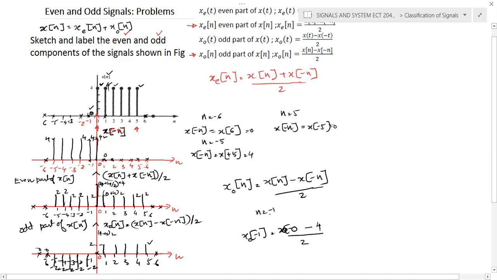So when n is equal to 5, here amplitude is 2, here amplitude is 2. So 2 plus 2 will get 4. So it's correct. Now same thing for the positive side. Now we can verify n is equal to 0. For odd component it's 0, for even component it's 4. So 0 plus 4, 4. So we are getting 4 at n is equal to 0.